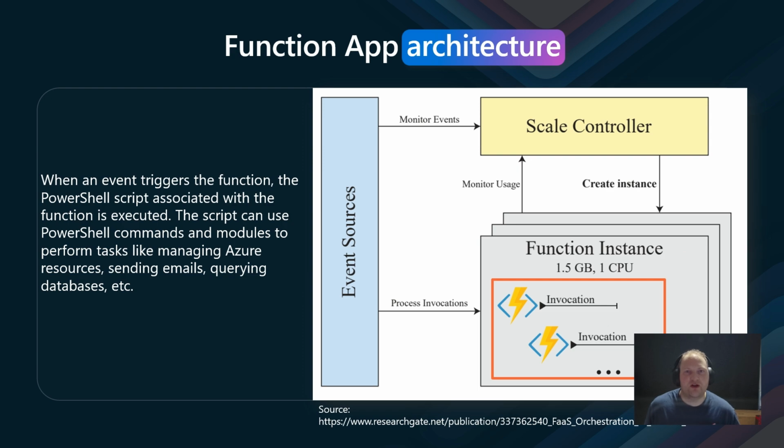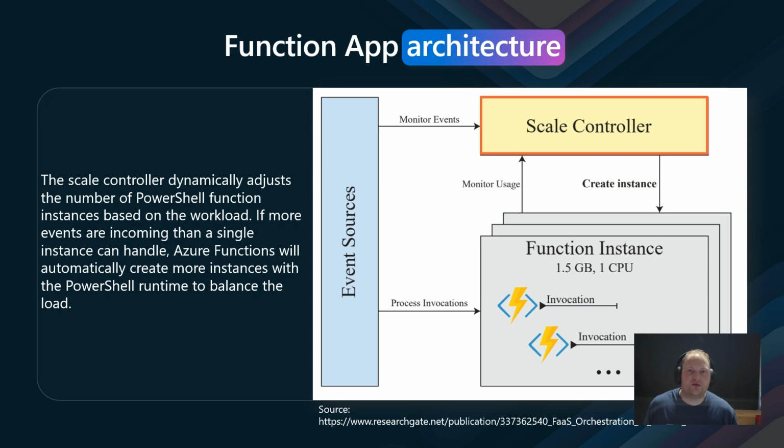So when an event triggers the function, the PowerShell script associated with the function is then executed. The script can use the PowerShell commands and modules to perform tasks like managing Azure resources, sending emails, or querying databases, etc. PowerShell functions can also use input and output bindings defined in the function.json file. For example, an HTTP trigger might read data from a request body, which is the input binding, and then send a response back, which is the output binding. The PowerShell script accesses these bindings using a predefined variable like $req for requests or $res for responses. PowerShell functions can include error handling, like try-catch blocks, and can log information to Azure Application Insights or the console for debugging and monitoring purposes.